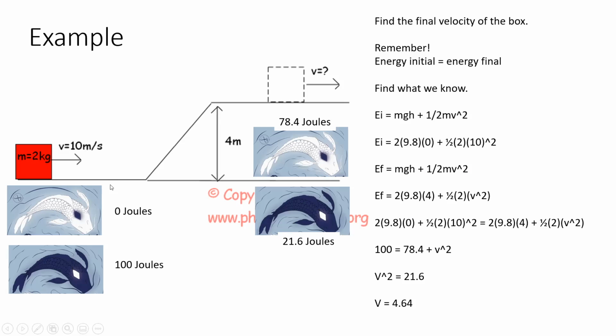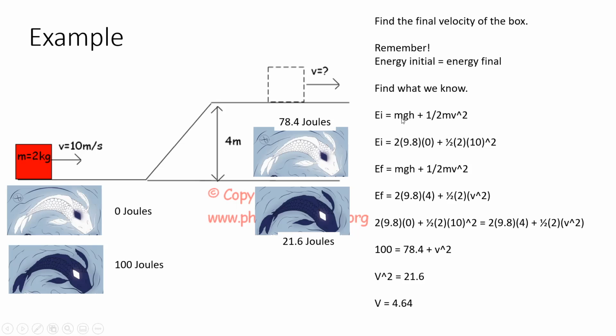All right, so here we are. So we have our kinetic energy and our potential energy over here. So we find the velocity of the box, right? So this is what we know. The energy initially, right here of this block, is going to be the potential energy plus the kinetic energy. And so here are our two formulas. So we set that up.